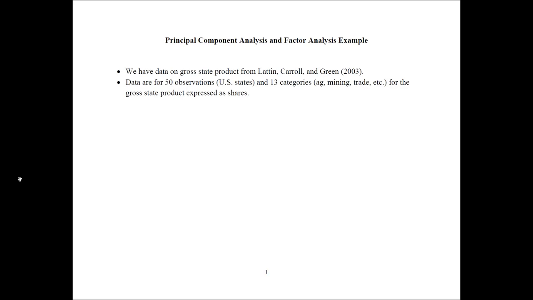Okay, so in this example, we have data on gross state product from Latin, Carroll, and Green. The data set represents 50 observations. These are the rows in the data set, and they are the 50 US states. And there are 13 categories of the different products: agriculture, mining, trade, manufacturing, communication, energy, and so on. The data set represents gross state product expressed as shares. So this is how the data looks.